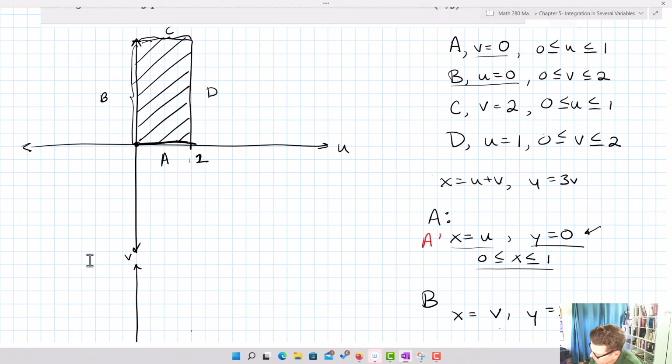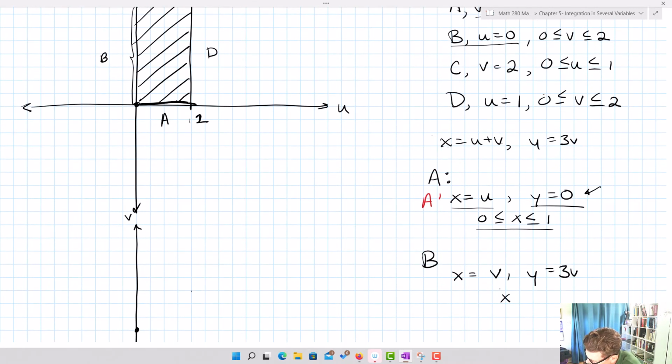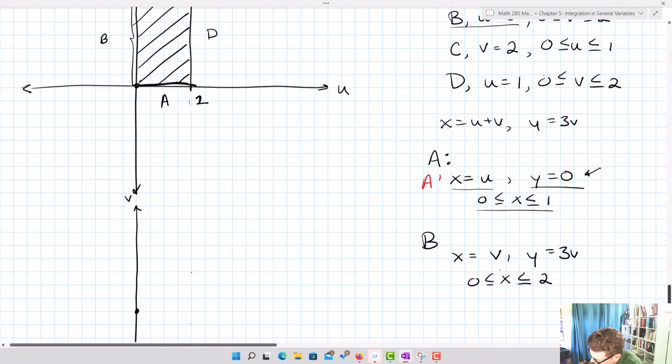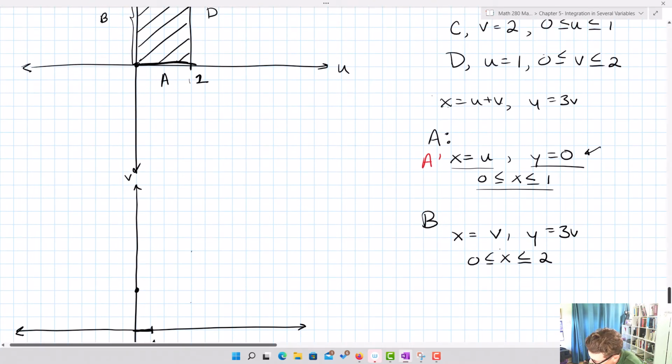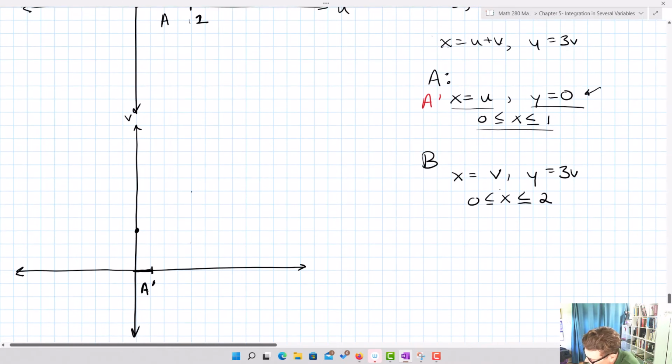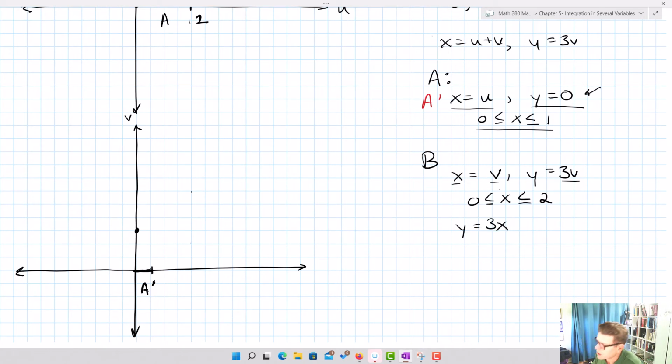V is going to go from 0 to 2, so that means that X is going to be greater than or equal to 0 and less than or equal to 2. Okay, so we're going to draw the line Y equals 3V, or excuse me, what we're going to do is replace V with X, so we get Y equals 3X. And now I have the equation in my xy plane. So I got Y equals 3x, okay?